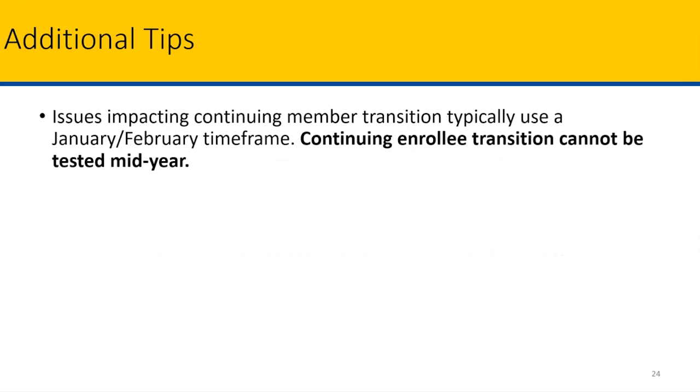Issues impacting continuing member transition typically utilize a January-February timeframe. Continuing enrollee transition cannot be tested mid-year. As we discussed, example 4 utilized a slightly different timeframe based on the root cause. March is still within the 90-day transition window, but should not be used generally for transition issues, since most enrollees receive their transition supplies in January or February.